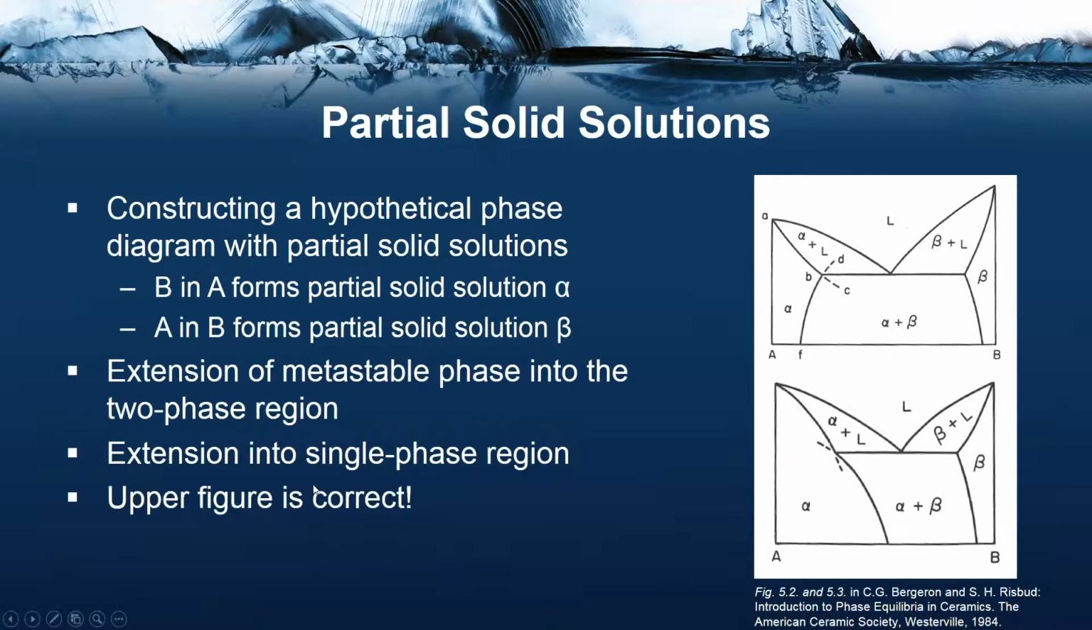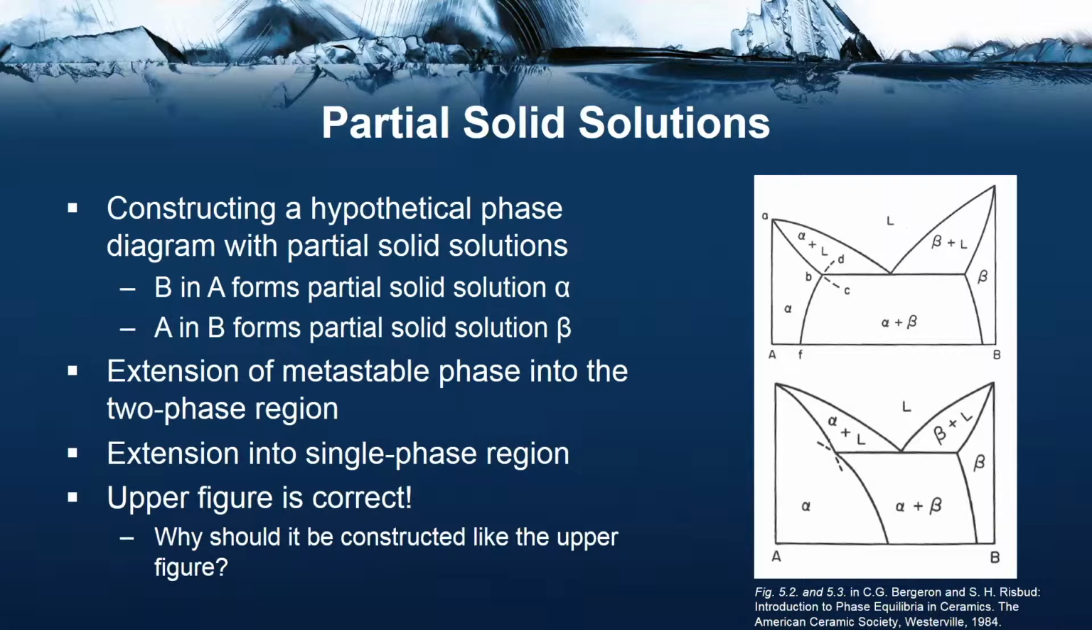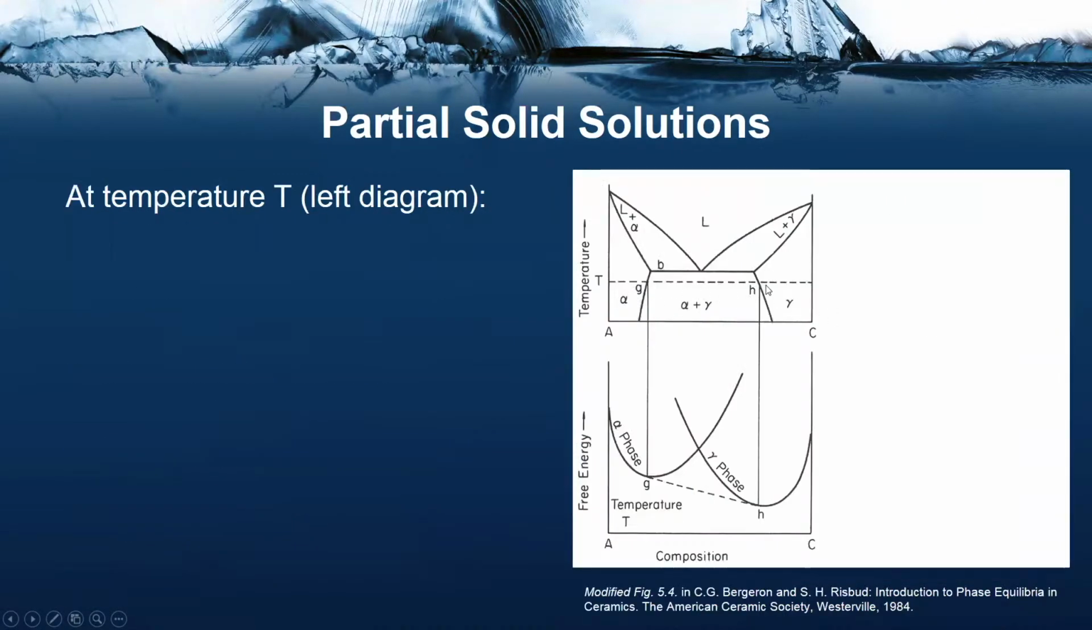The answer is that the upper figure is correct. The follow-up question is, why should it be constructed like the upper figure? And in order to answer this, we have to consult the Gibbs free energy curve of each phase. Consider the upper version of this phase diagram with alpha and beta. It changes to alpha and gamma in this phase diagram, but the principle is essentially the same. And I refer to this as the left diagram, which you might suspect we will also have a right diagram soon.